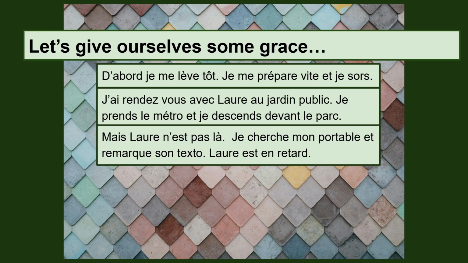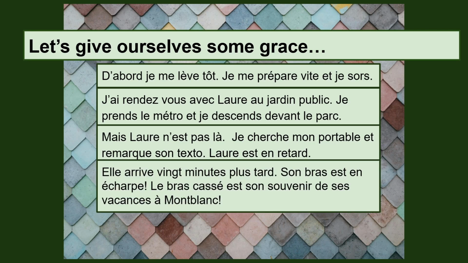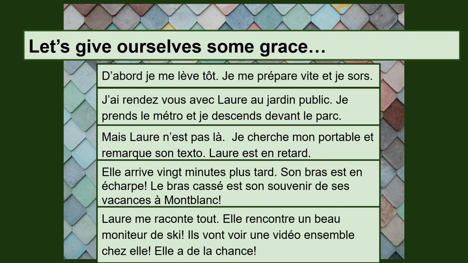The person we're meeting is not there. Elle arrive 20 minutes plus tard. Son bras est en échappe. Le bras cassé est son souvenir de ses vacances à Mont Blanc. Wow, okay, so this wrinkle deepens. L'homme me raconte tout. Elle rencontre un beau moniteur de ski. Ils vont voir une vidéo ensemble chez elle. Elle a de la chance.